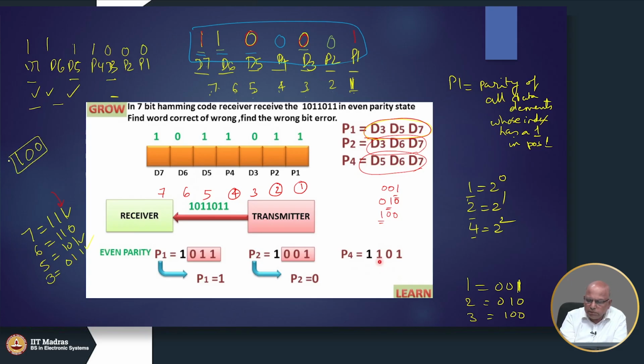The original parity bits were 0, 0, 1. Okay. If you XOR these two, you will get 1, 0, 1. And that is the error position. See, that is position 5. This is the error position. So that 101 means it is showing the error here.